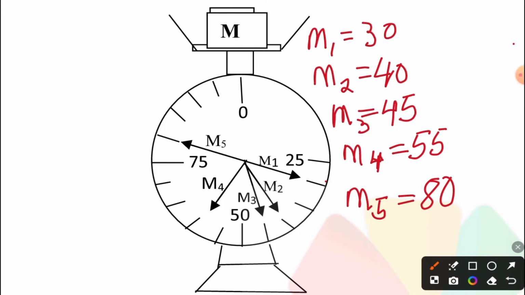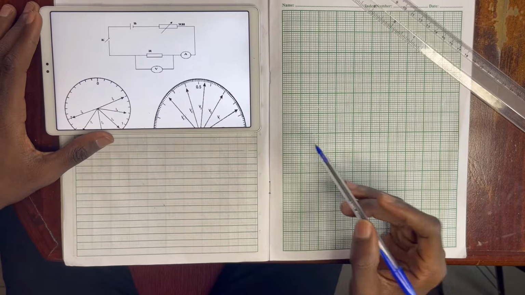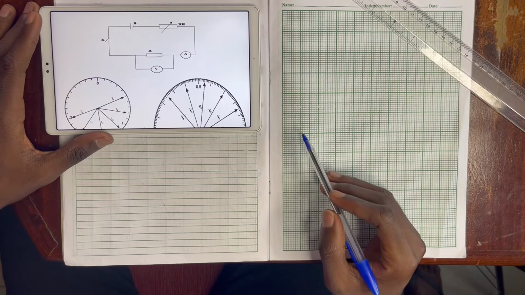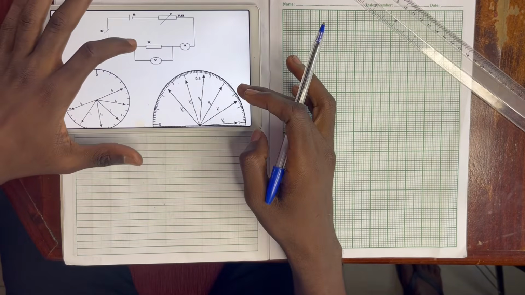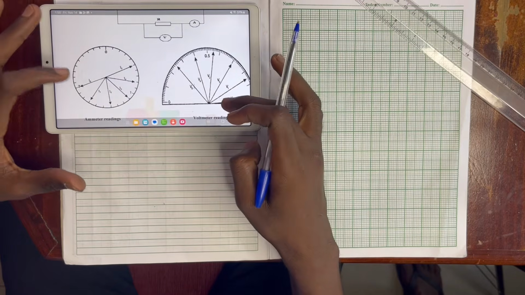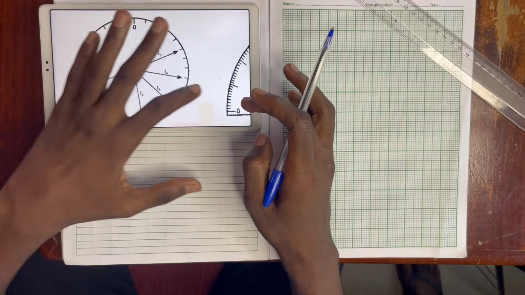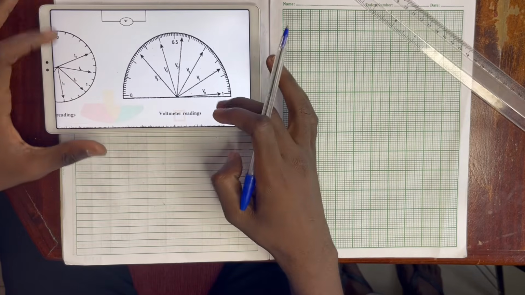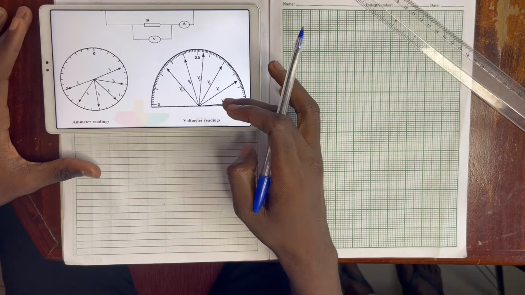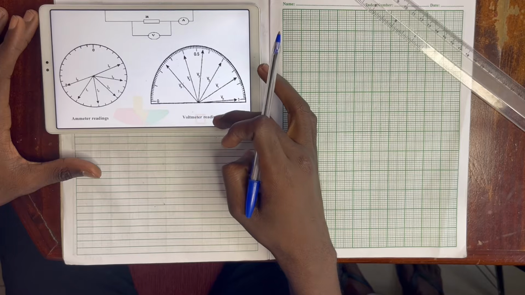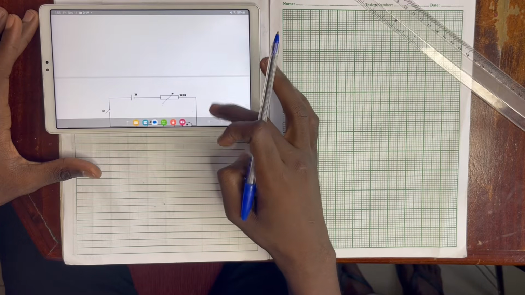Now let's pick an actual question. We are going to take a question, and over here you can see an electrical circuit. Then on the left you can see the ammeter reading. On the right we have the voltmeter reading. Now we are going to be switching between two tabs. So first we are going to read a question.